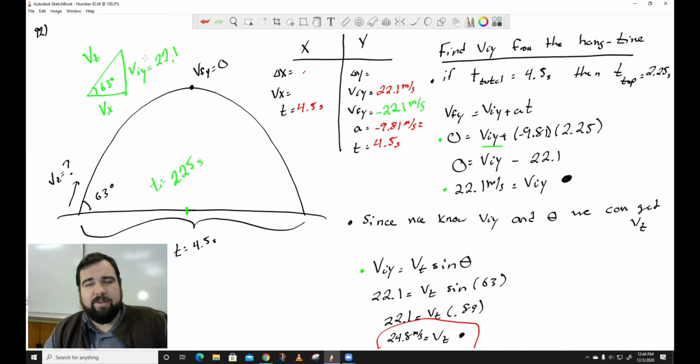We don't need to figure out delta y, we don't need to figure out Vx, we don't need to know how to figure out how far the thing goes. We can jump right to the total velocity. So we're going to go ahead and do that. So VIY equals VT sine theta. Plug in 22.1 for VIY, plug in our theta of 63 degrees, work that through, and you get an initial velocity of 24.8 meters per second as V total. And that's all we have to do for number 92.